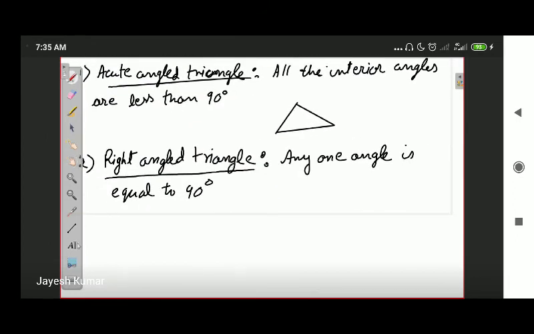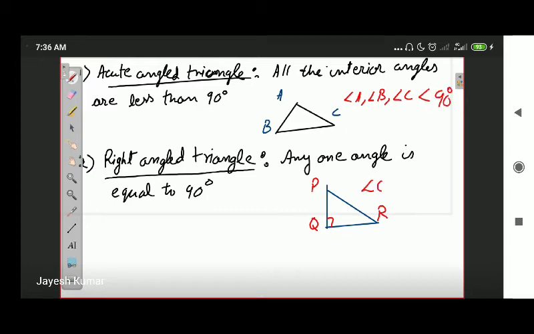And once again, we can draw its figure. You can name the vertices as well. A, B, C. Let's name this P, Q, R. Here, angle Q is 90 degrees. In the previous triangle, angle A, angle B, and angle C were all less than 90 degrees. In this triangle, angle Q is equal to 90 degrees. Angle P and angle R are both acute angles, both less than 90 degrees.